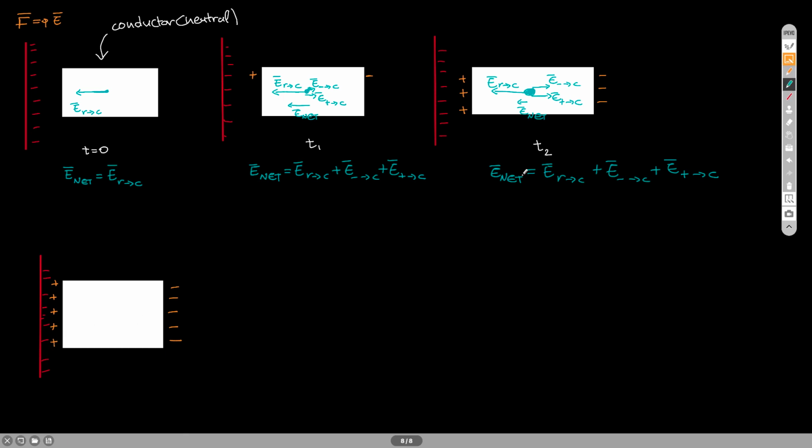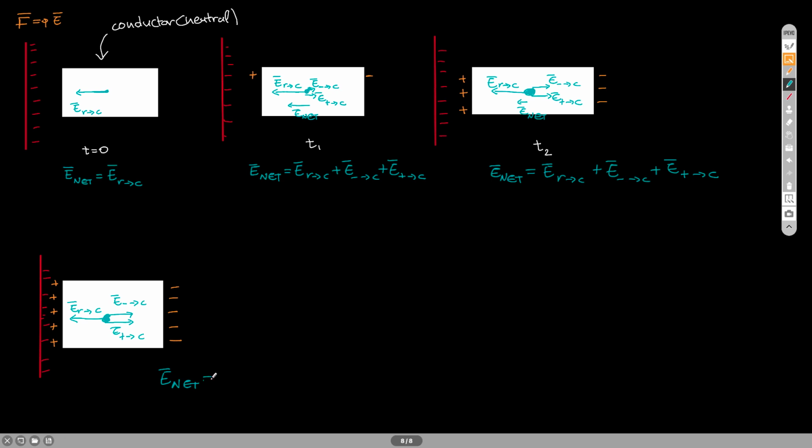But now, at this moment in time, I have finally reached the point where, this is the electric field the rod creates at the center. I now have electric fields from the two sides of the conductor that completely counteract the electric field from the rod. So this is from the negative side at the center, and this is from the positive side at the center.